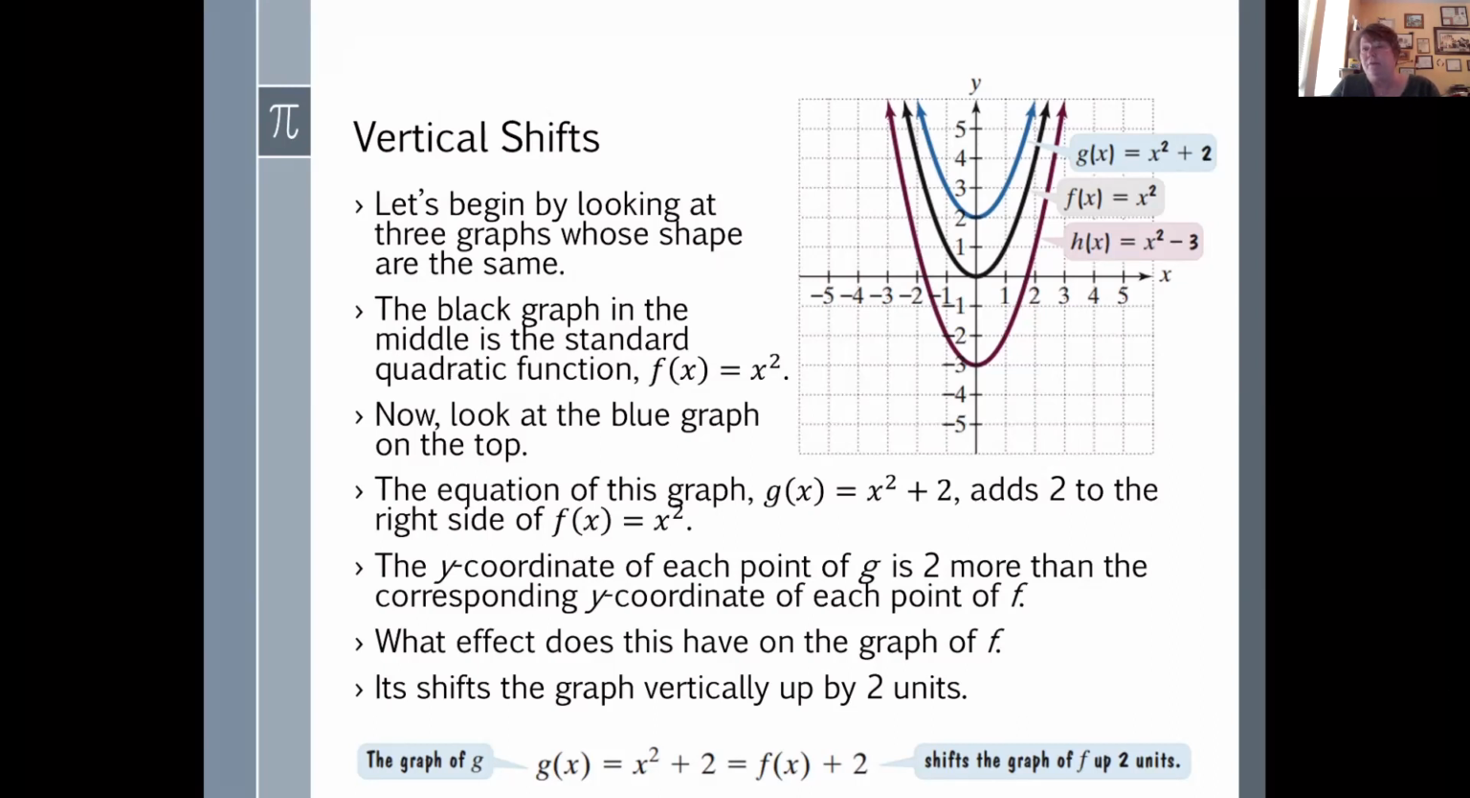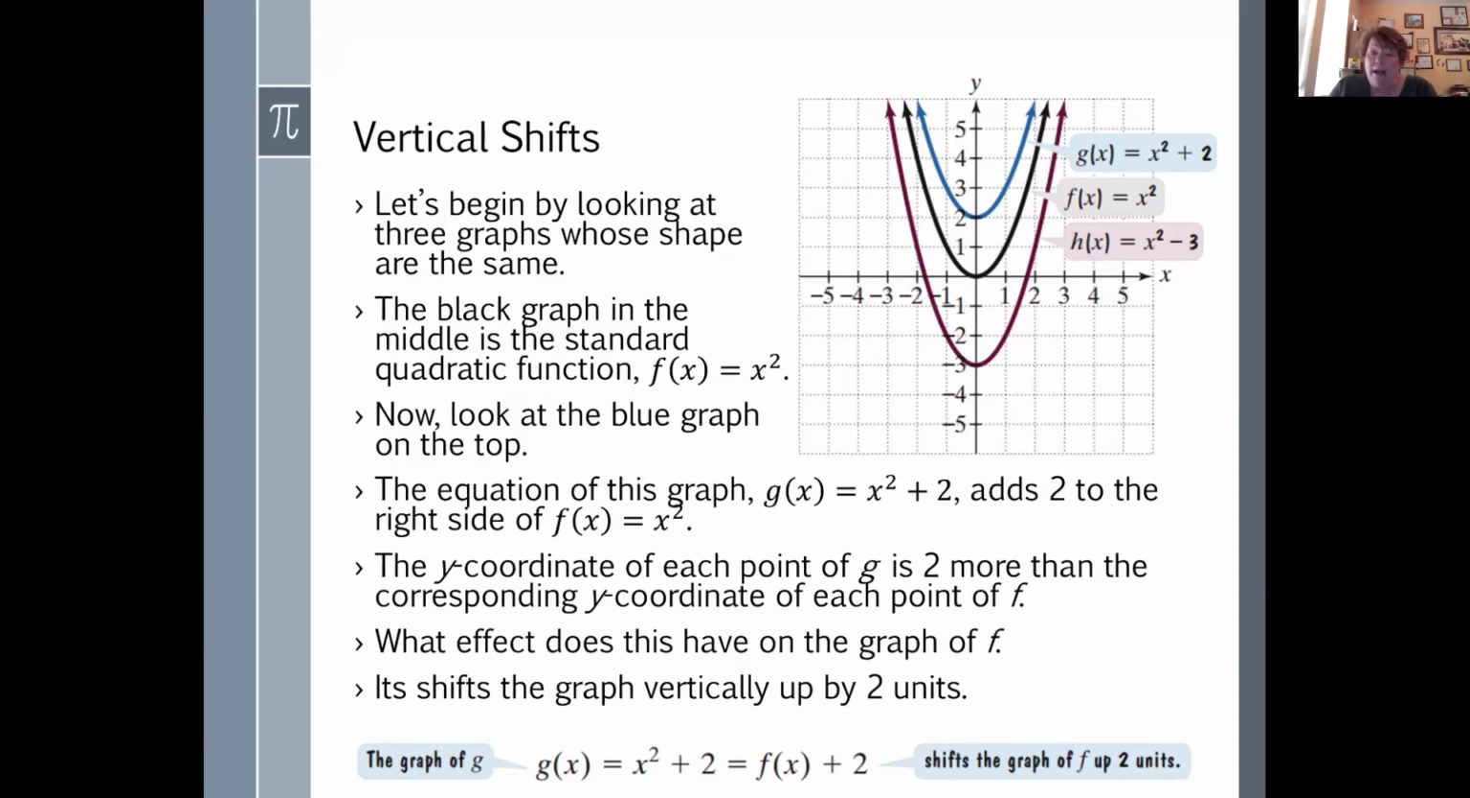Now look at the blue graph. What's happening there? Well, the blue graph is the black graph, but it's been raised up. It's gone up, vertically upward. And the equation of that graph is g of x equals x squared plus 2. So the equation of this graph, g of x equals x squared plus 2, adds 2 to the right side of the standard quadratic function f of x equals x squared. So you add 2 to the x squared. You add 2 to the right-hand side.